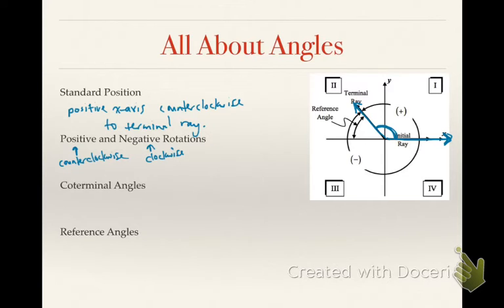So the sign in front of an angle just indicates which direction you're going. Positive direction would be this way, negative direction would be going that way. Now you also have the term coterminal angles, and those are just angles that share the same terminal ray.